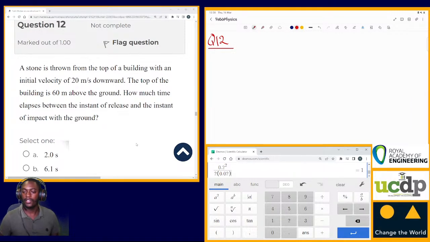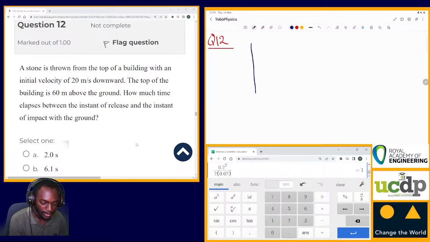What does question 12 say? A stone is thrown from the top of a building with an initial velocity of 20 meters per second downwards. The top of the building is 60 meters above the ground. How much time elapses between the instant of release and the instant of impact with the ground? Right, so we can make a sketch.